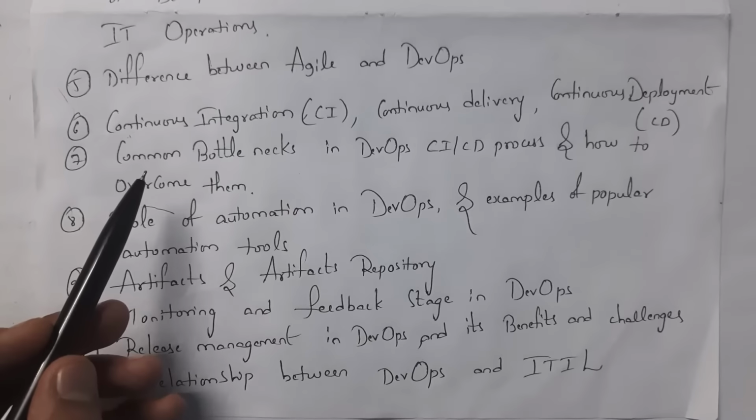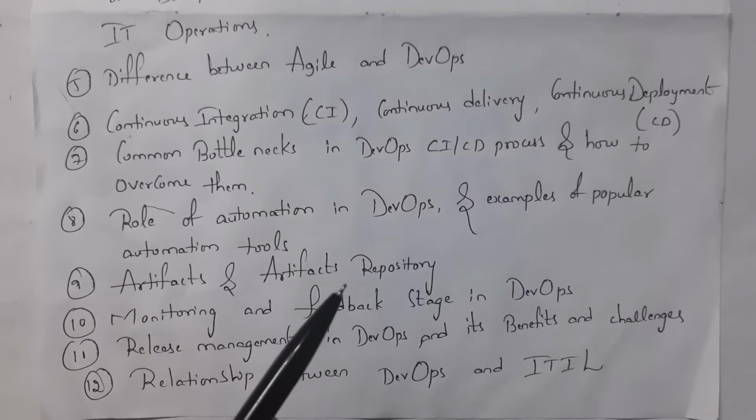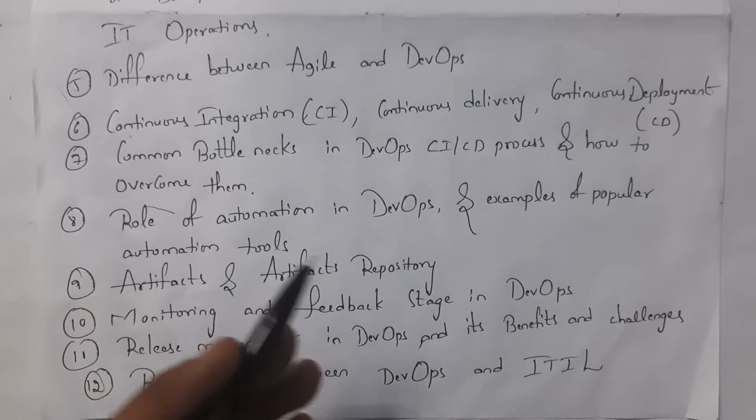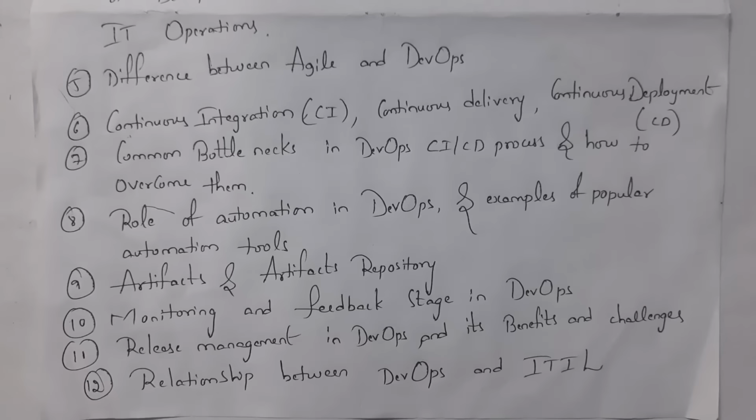common bottlenecks in DevOps CI/CD process and how to overcome them, and role of automation in DevOps and examples of popular automation tools, and what are artifacts and what is artifact repository, monitoring and feedback stage in DevOps, release management in DevOps, and relationship between DevOps and ITIL.